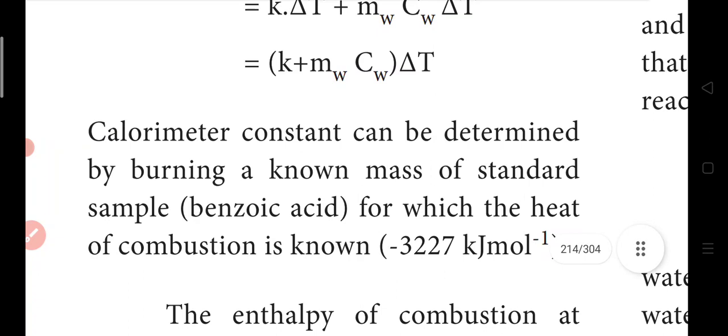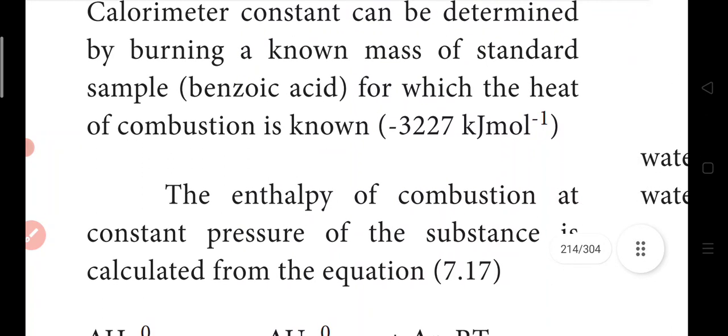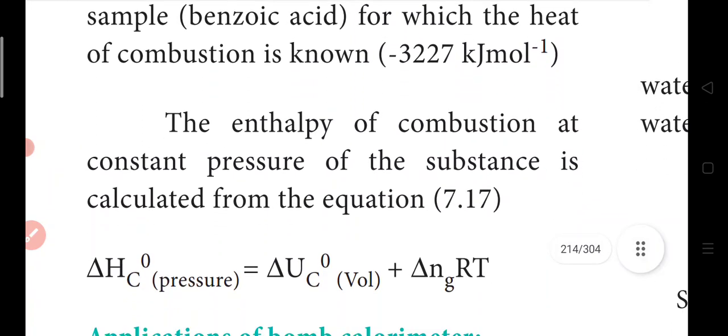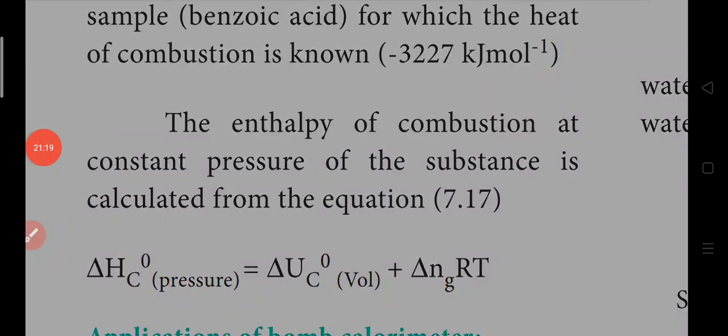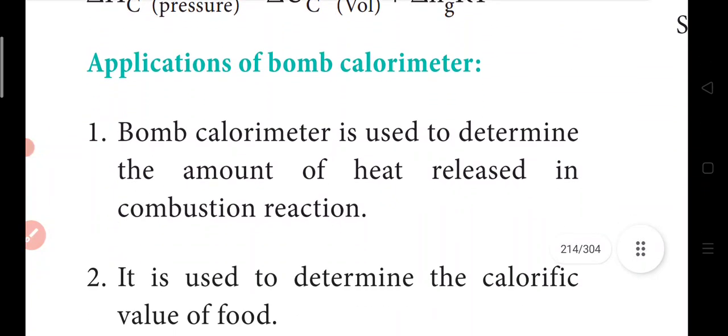We know that the calorimeter constant can be determined by burning a known mass of a standard sample of benzoic acid, for which the heat of combustion was found to be -3227 kilojoules per mole. So namma the heat temperature la vachu calculate panni paarthathula oru example benzoic acid kku it was found to be this value. So the enthalpy of combustion at constant pressure of a substance is calculated from this equation, that is delta H C naught, the standard enthalpy change under constant pressure, is equal to change in internal energy plus delta n g RT. So what are the applications of this bomb calorimeter?